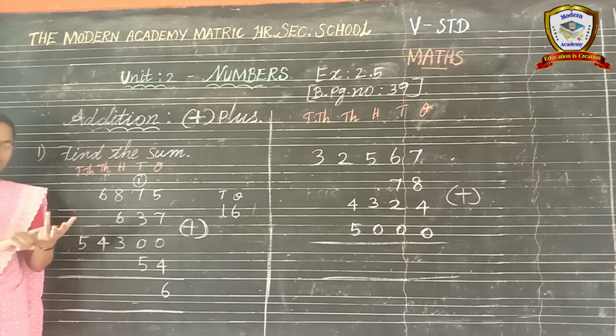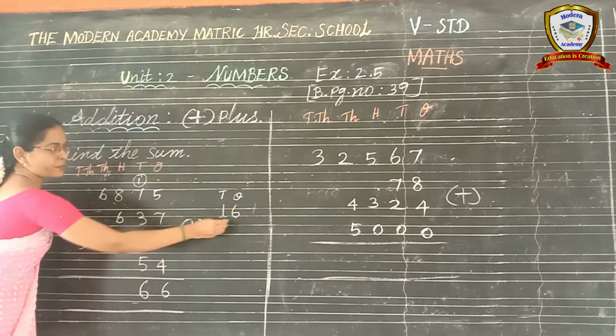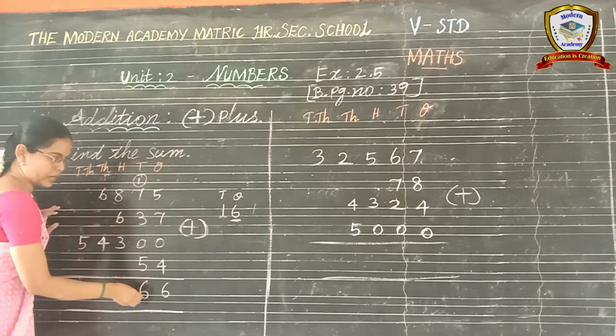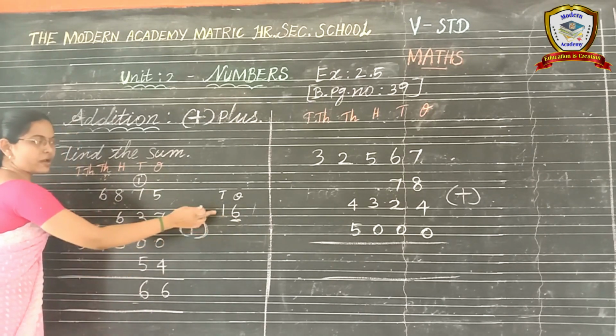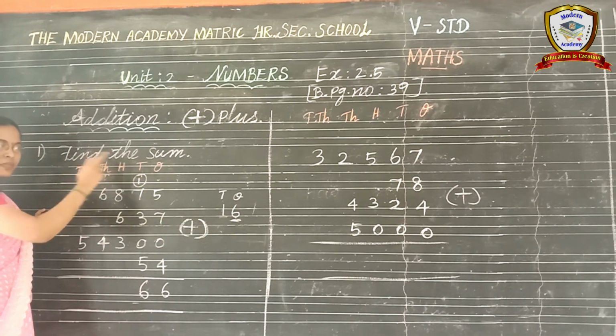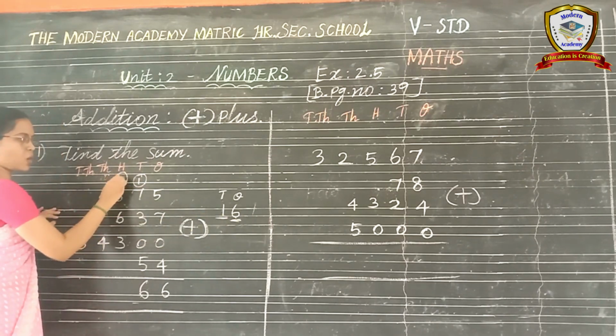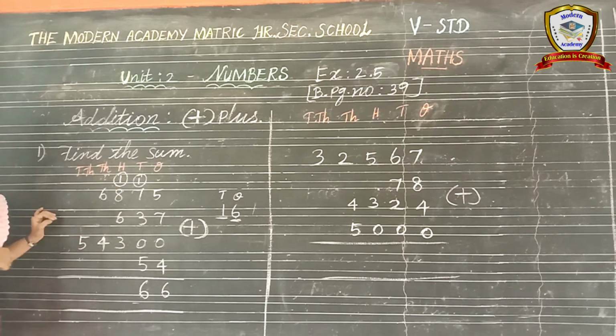11 after, 12, 13, 14, 15, 16. So 16 means 6 you have to write here. Ones number only we have to write down. Okay, next tens number, how to carry over to next digit. Okay, remaining number is 1. So remaining number you have to write in hundreds column.